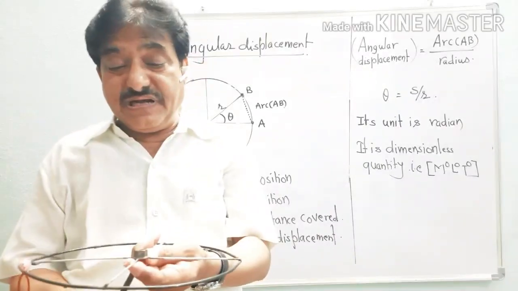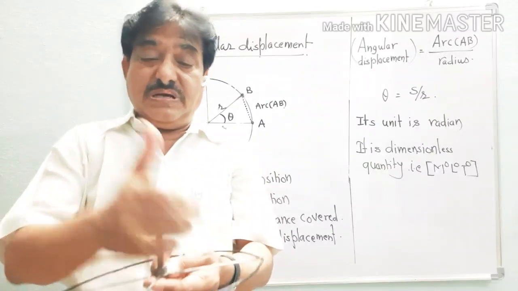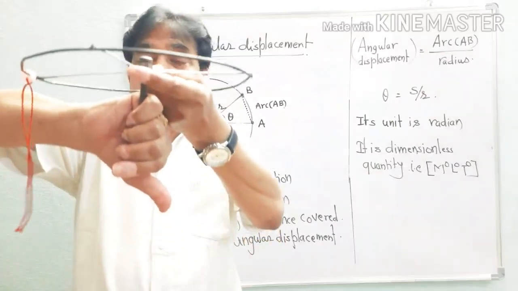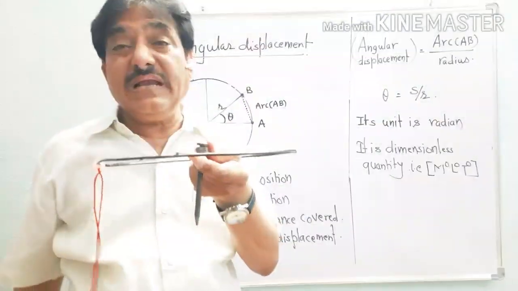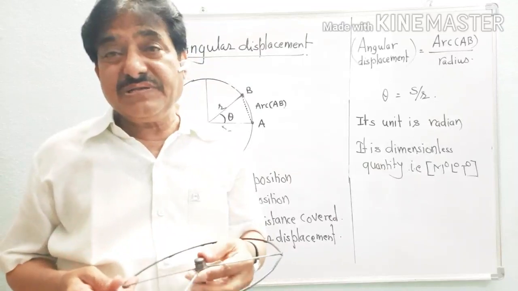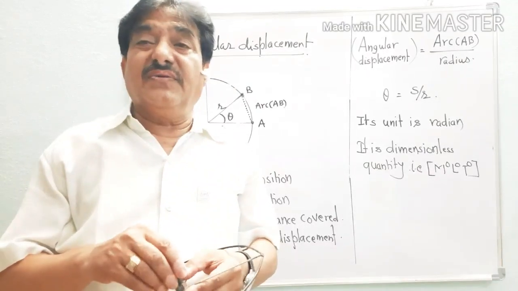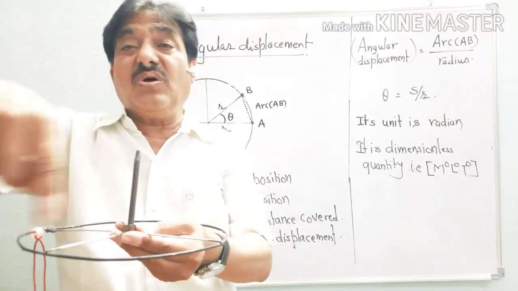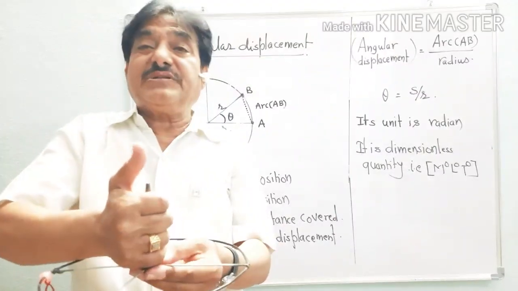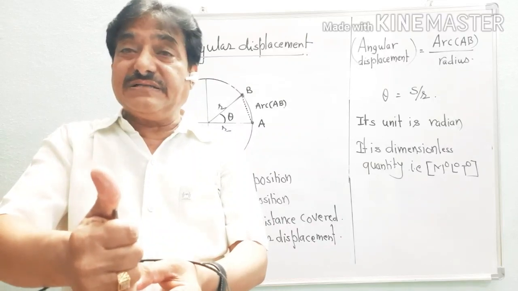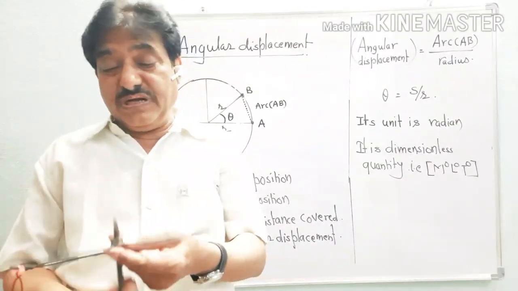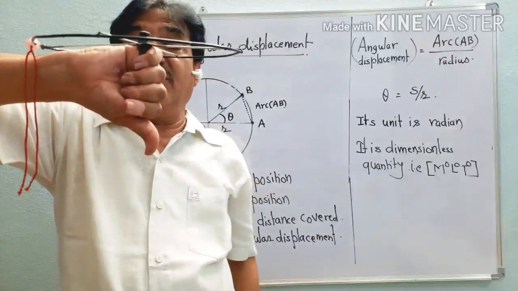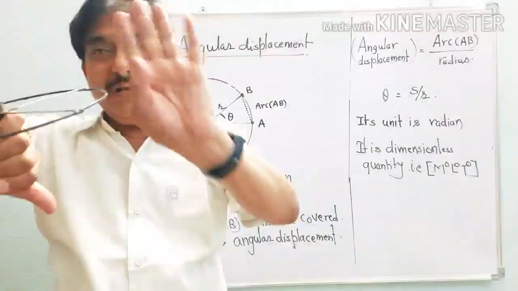This upward direction is taken as a positive and downward direction is taken as negative. So this is a negative. This is known as a sign convention. So what are the sign conventions of angular displacement? The first sign convention is that when circular motion is in anti-clockwise direction, then angular displacement is in upward direction and it is taken as a positive. When this circular motion is in a clockwise direction, then angular displacement is in a downward direction and it is taken as a negative.